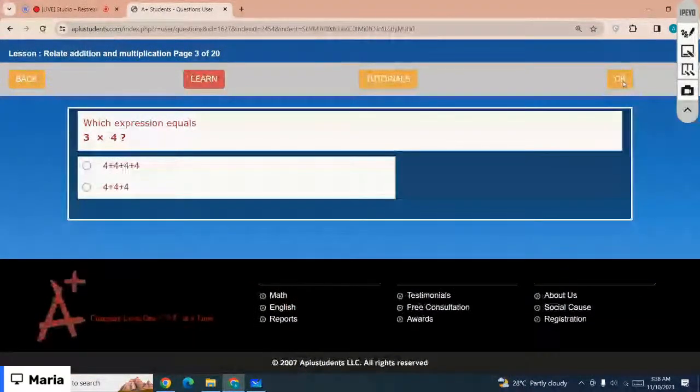Okay, the next one is which expression equals 3 times 4? So which is the correct option? Which option is the correct one? Option number 2 is the correct option, right? You can add 4 three times, right? Option number 2 is the correct option.